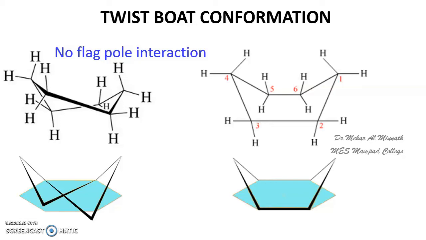Alright, so we have the chair conformer, most stable. Then we'll be having the twist boat form, which will be next in stability, and then only we go for the boat conformer, and then we have the half chair conformer.